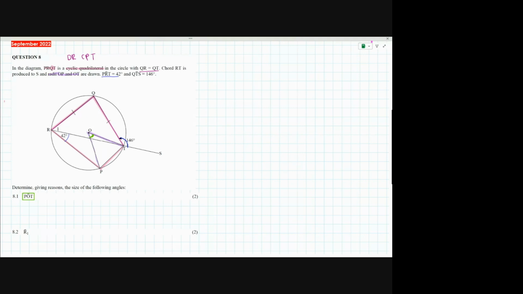All right. Now, this is only 2 marks, which tells me that I can go immediately to my answer with my reason. They are my 2 marks. Now, we can see that because we know that OT and OP are radii, we know that this point O is our center.